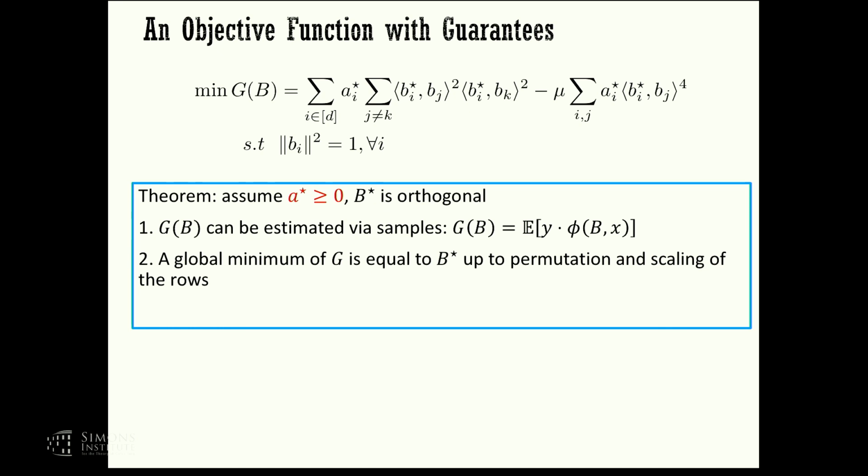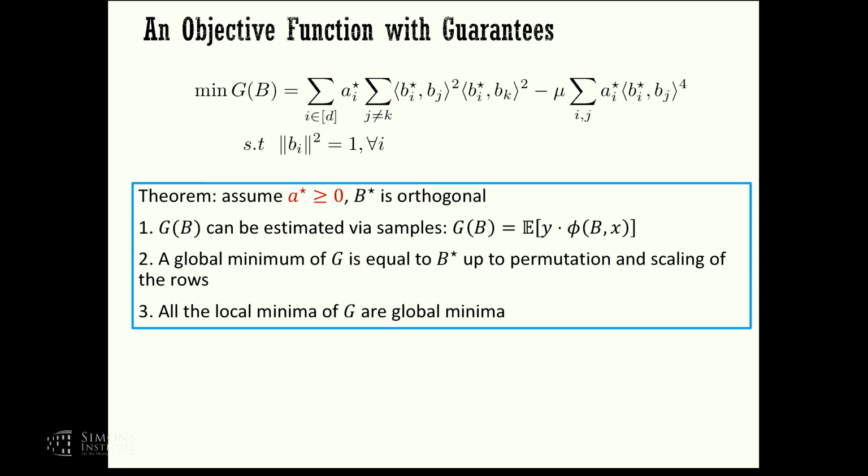This can be seen more or less from here. Basically the only way to make this small is to choose B to be a permutation of B star. Because if that's the case, then this first term will be 0, because for Bi star Bj and Bi star Bk, one of them has to be 0 if j is not equal to k. B is just a permutation of B star, so this has to be 0. And all the local minima of G are global minima. This is much more technical to prove.